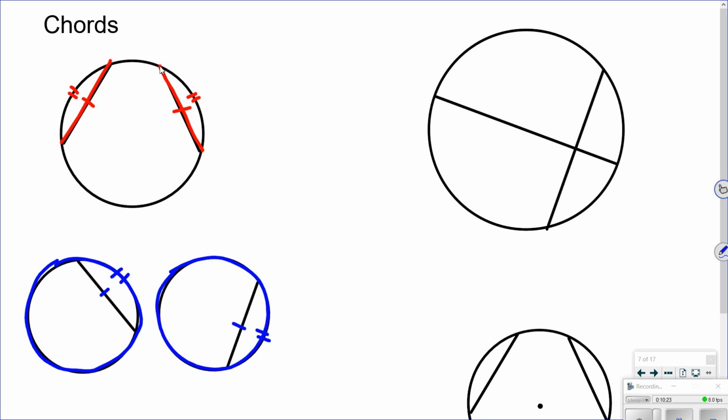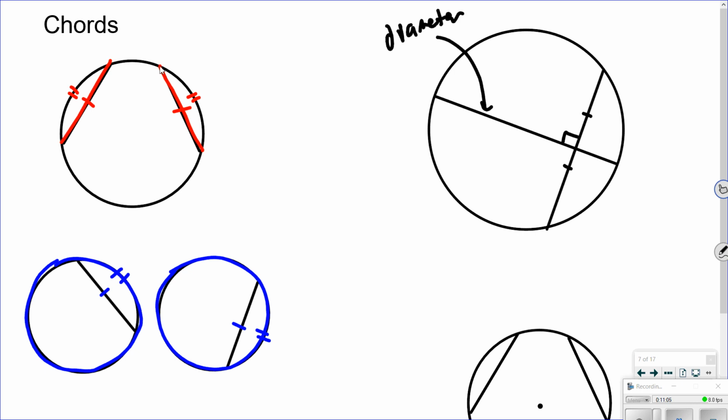The second one is this: if you have a chord that's the diameter, it passes through the center, and it's perpendicular to another chord, it always bisects the chord and it bisects the arc, right? So it has to be the diameter and it has to be perpendicular. If that's true, then it bisects the chord and the arc. The converse is also true. And what I mean by that is if you have a chord that's perpendicular, and it bisects the chord and the arc, that means it has to be the diameter. So that has to be the diameter.